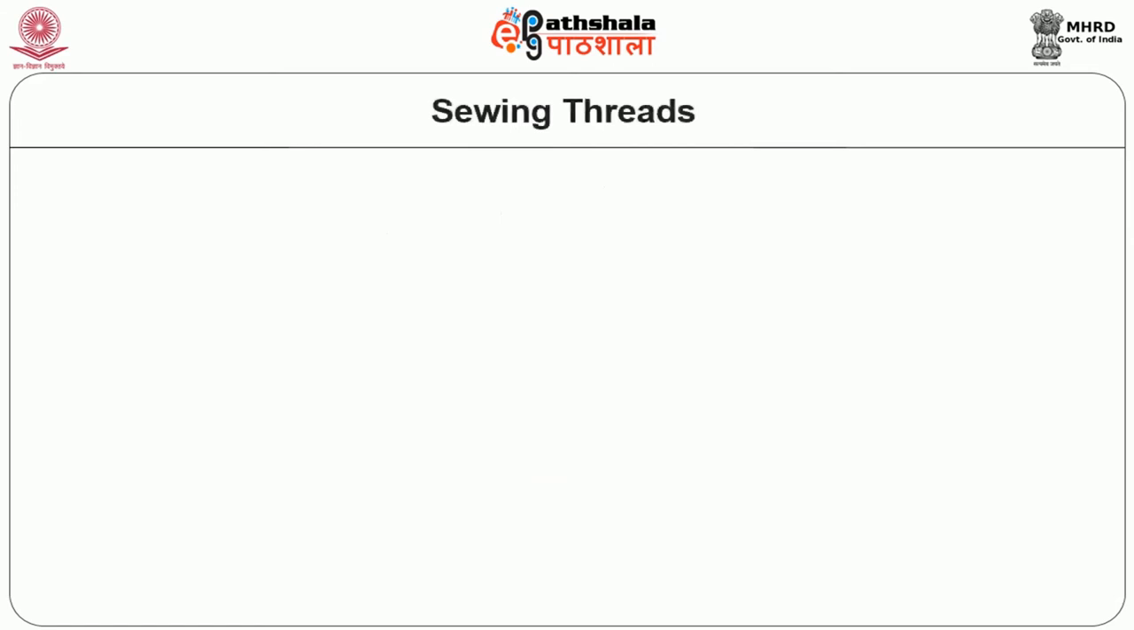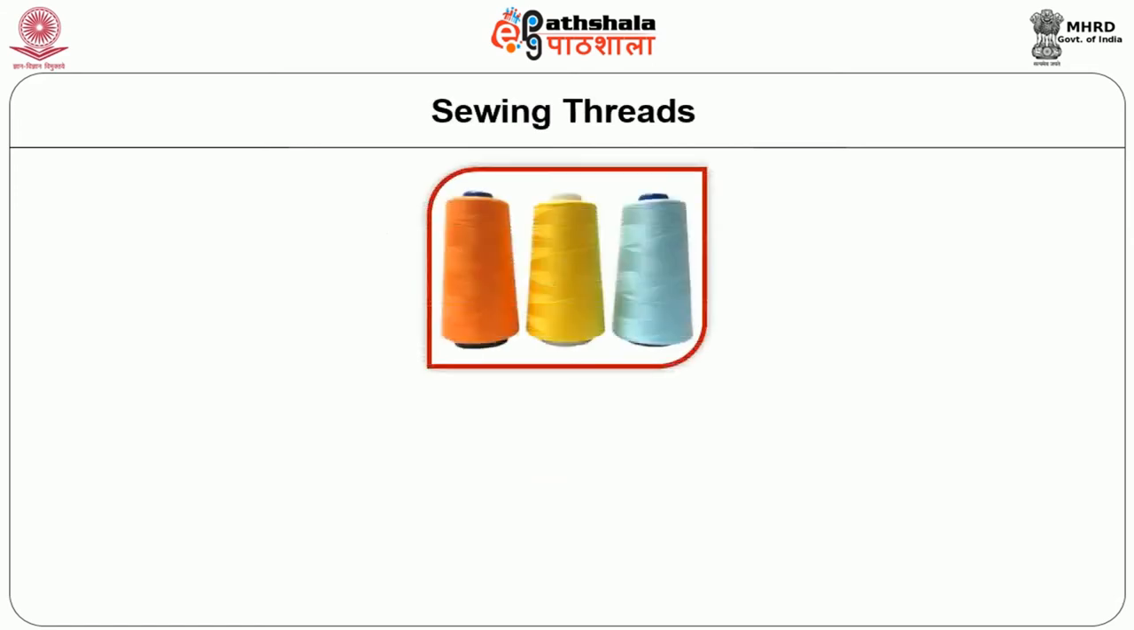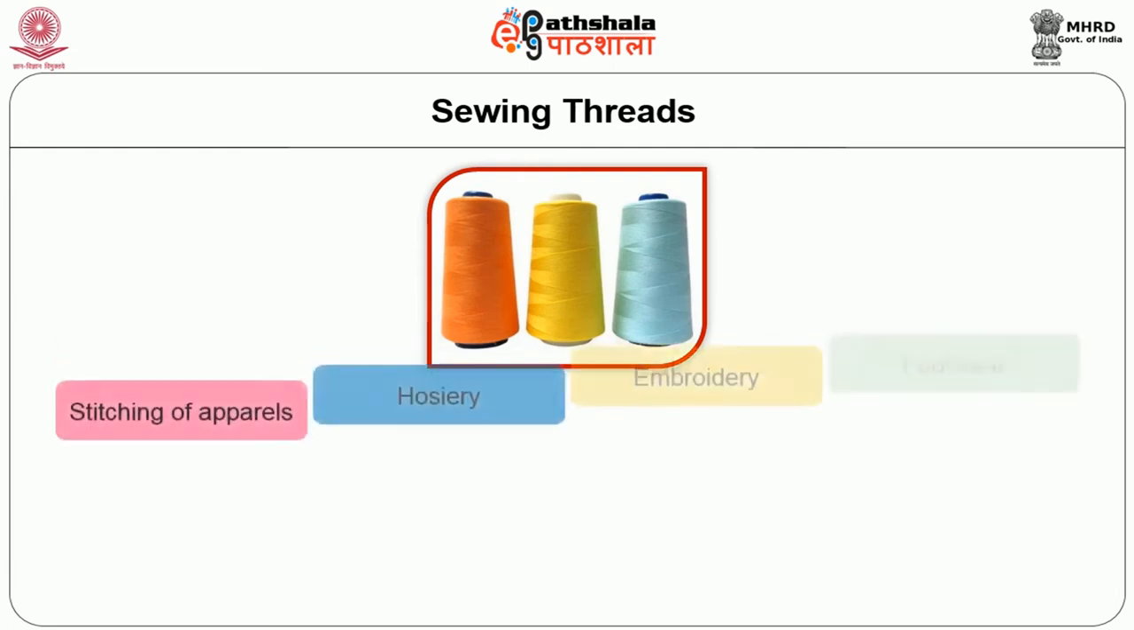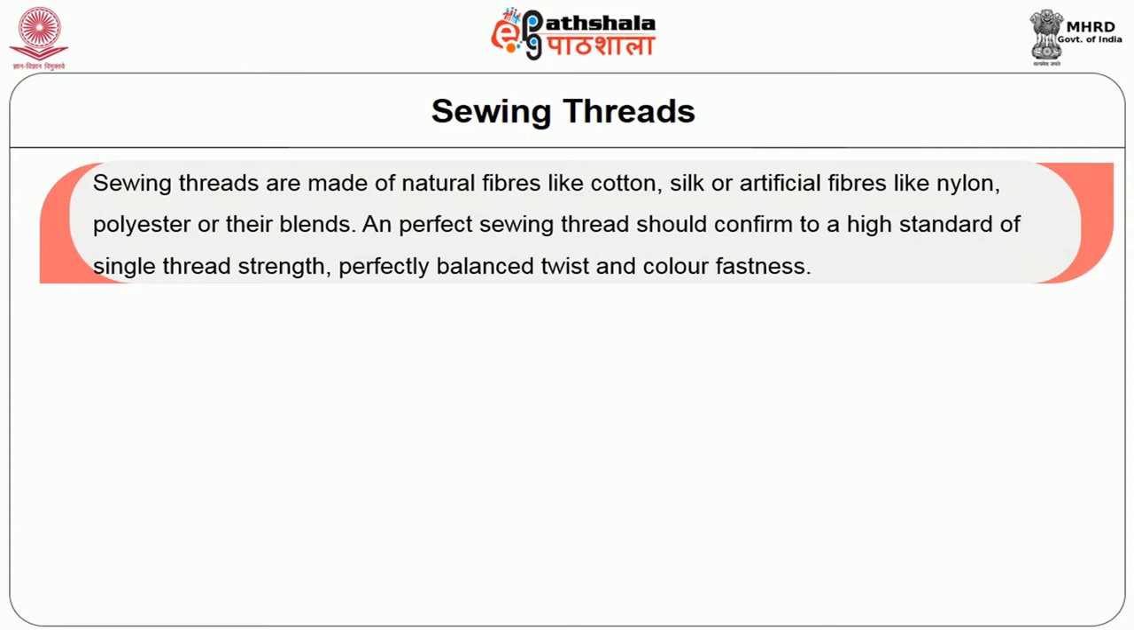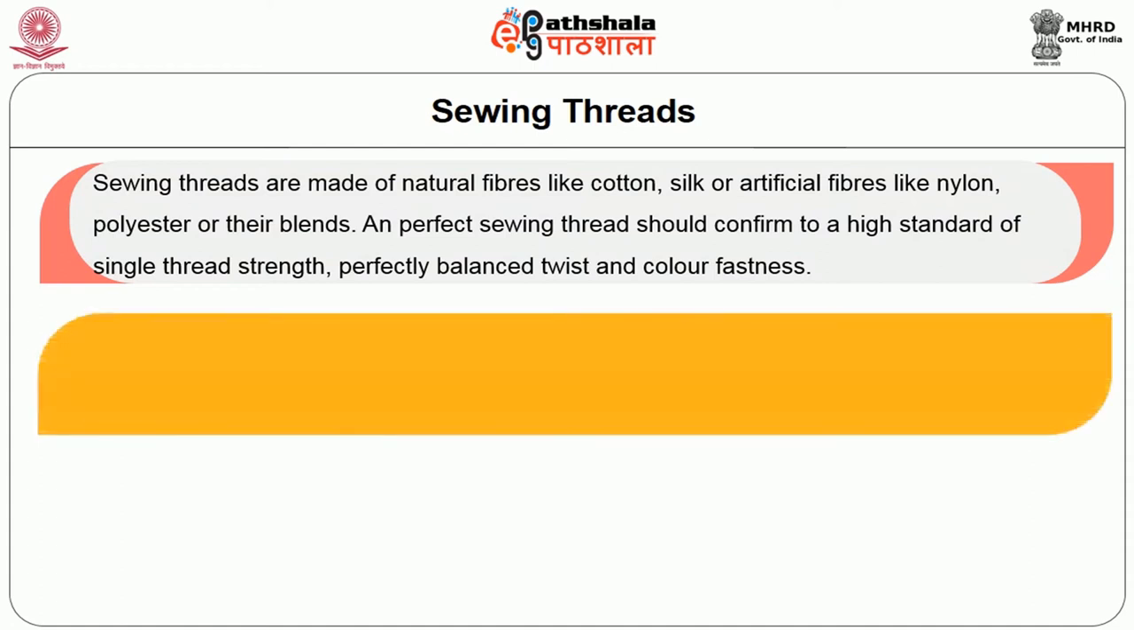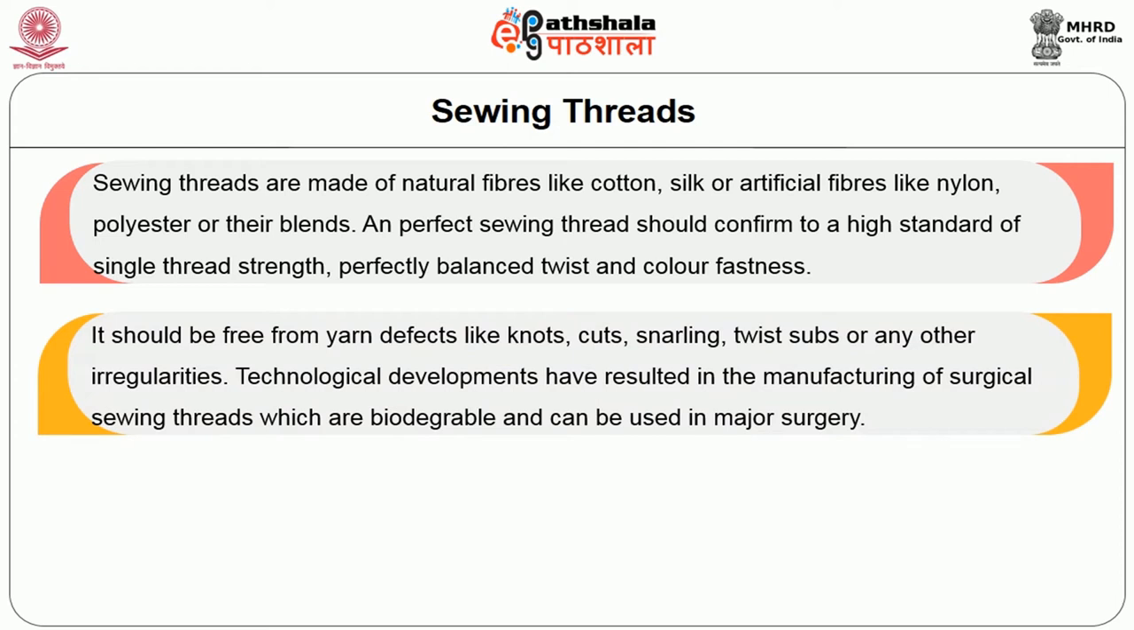The next aspect we will be seeing is sewing threads. Sewing thread is a ply or cable yarn used for stitching of apparel, hosiery, embroidery, footwear, leather goods, quilted mattresses, sports goods, industrial gloves, automotive seats, seat belts, upholsteries, parachutes, sails and tents. Sewing threads are made of natural fibers like cotton, silk, artificial fibers like nylon, polyester or their blends, and perfect sewing thread should conform to a high standard of single thread strength, perfectly balanced twist and color fastness. It should be free from yarn defects like knots, cuts, straggling twists, slubs and other irregularities.